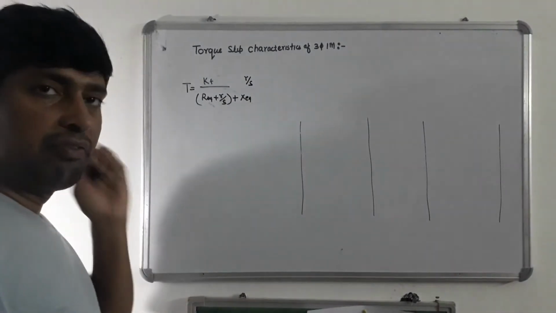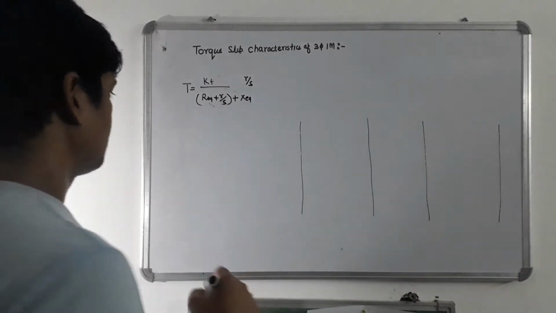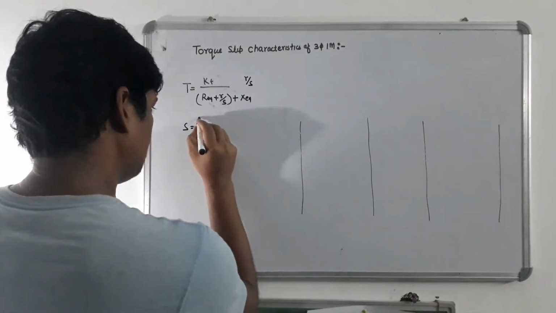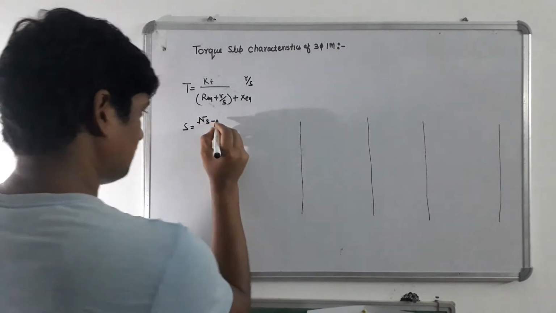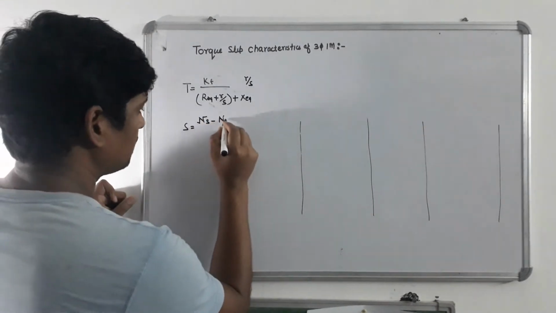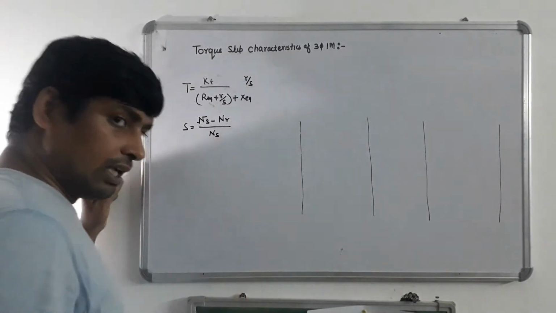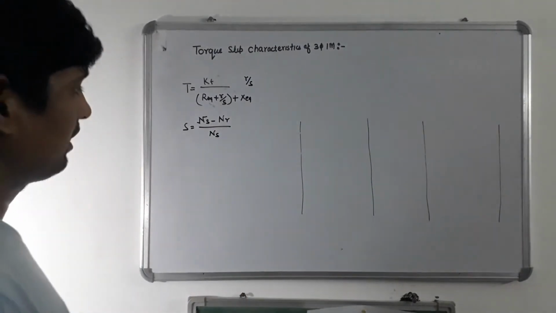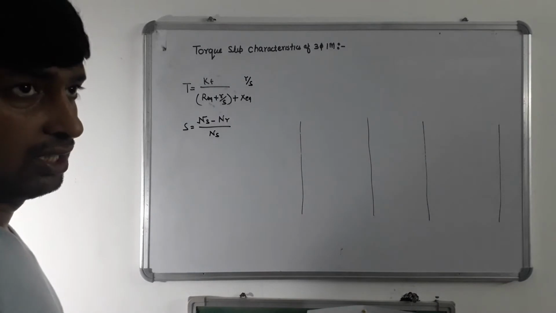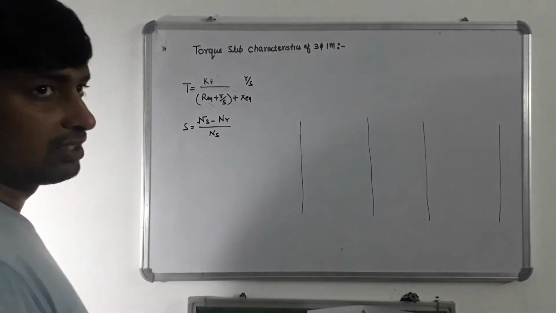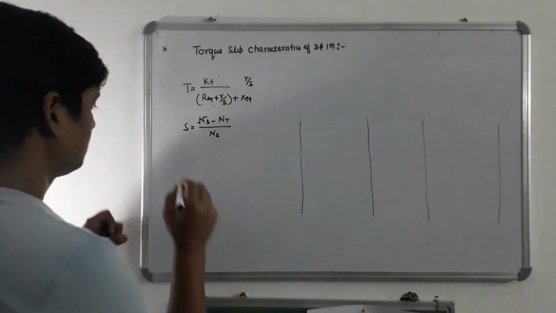And now, if we are talking about the slip equation, slip may be defined as S is equal to synchronous speed Ns minus Nr divided by Ns. Here we will take three cases: motoring, generating, and braking. First of all, I will discuss the motoring mode.